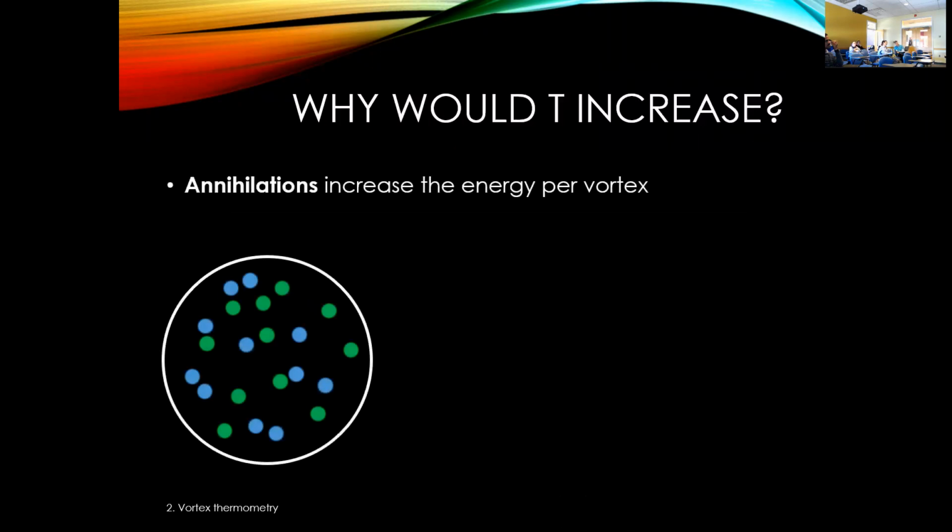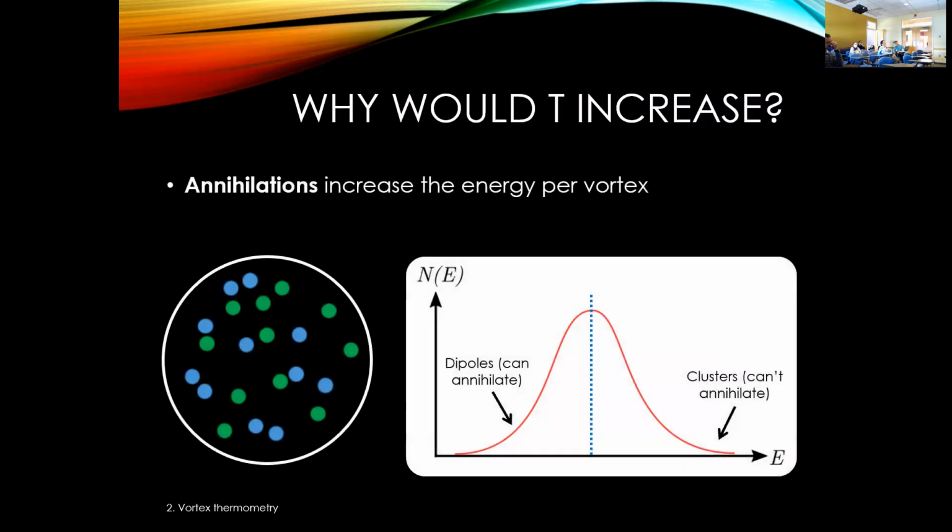So the increase in temperature is driven by these annihilations. You have some state of vortices like this. You can plot how much energy each vortex contributes to the total energy, which is this x-axis here. So how many vortices contribute how much energy to the total configuration. As I was talking about, when you put two same-sign vortices together, the energy they contribute is much higher than when you put two opposite-sign vortices together. So in this distribution, the clusters are always the most energetic vortices, and the dipoles are always the least energetic.